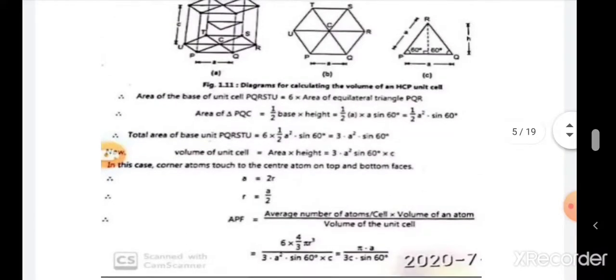Now I can divide 6 by 2, so I'll get 3A square sin 60. Now the volume of unit cell will be area into height, because the unit cell is where? In diagram A. So we just found out the area of the hexagon, not the volume of the unit cell. So to find out the volume of the unit cell, we have to multiply the area of the hexagon by the height. Now height is denoted as C in diagram A.